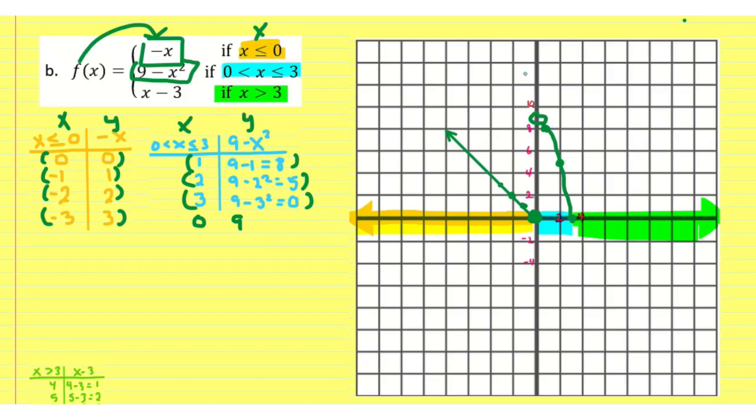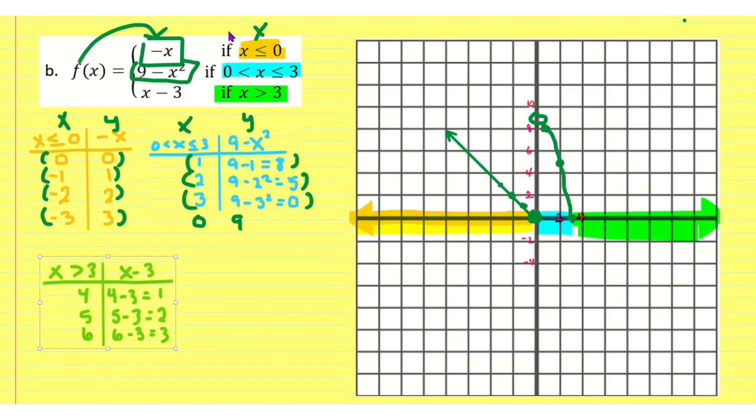It's a little wiggly there, but we'll talk about that here in just a second. Okay, so our third piece of our piecewise function right here. Again, the restriction is where we have our x values, and then the function part produces the y value. So I've got 4 and 1, 5 and 2, 6 and 3.